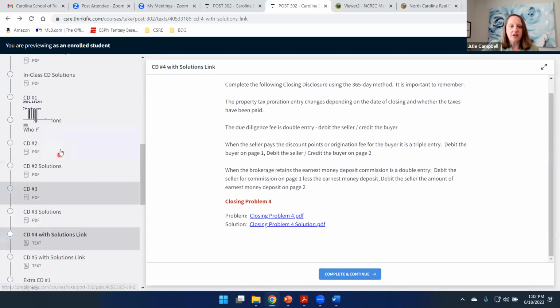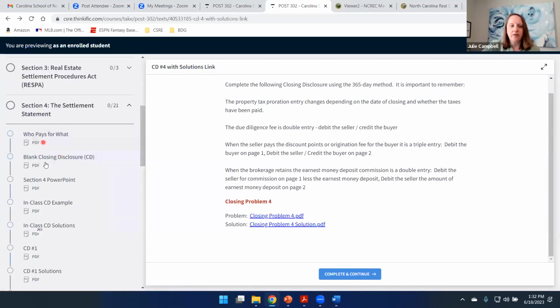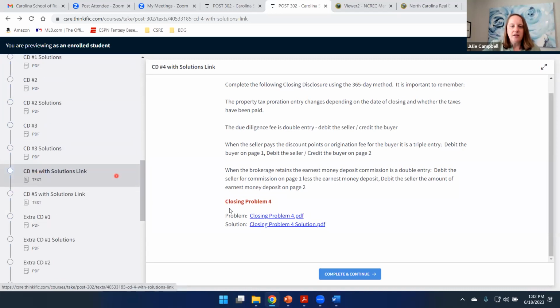CD4, I'm on section 4 of the online learning system. CD4, you just click on this link with the problem. Yes, I give you the solutions, but how's that going to prepare you for your test? So I would use the solutions as a reference, something to grade yourself, something to guide yourself. And I'm here as well to help if you get stuck.